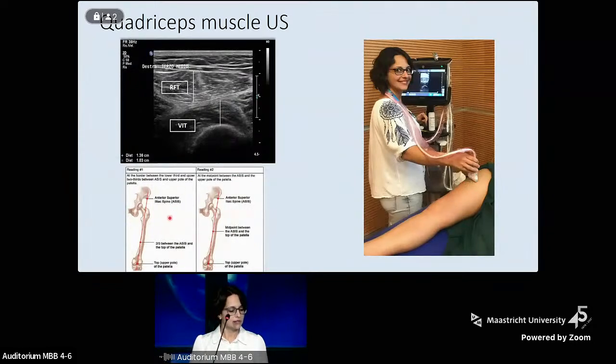In the other figure, we have the two points of assessment. We study the midpoint between the anterior superior iliac spine and the top of the patella, and also the lower two-thirds of the same distance. And here it's me performing this measurement in a volunteer and the image that I obtained. And we study the thickness of the muscle, the diameter of the muscle.